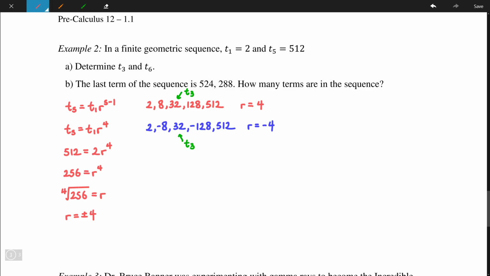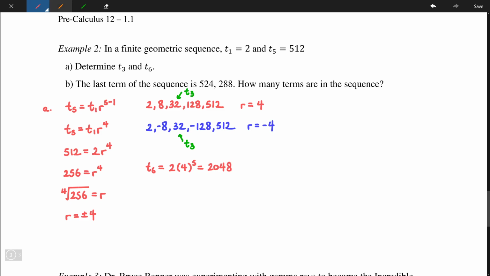But part A also asks for the sixth term here. So let's look at what happens. Okay, so the sixth term will be 2 times 4 to the fifth power, which is, use a calculator for this. Okay, 2048.